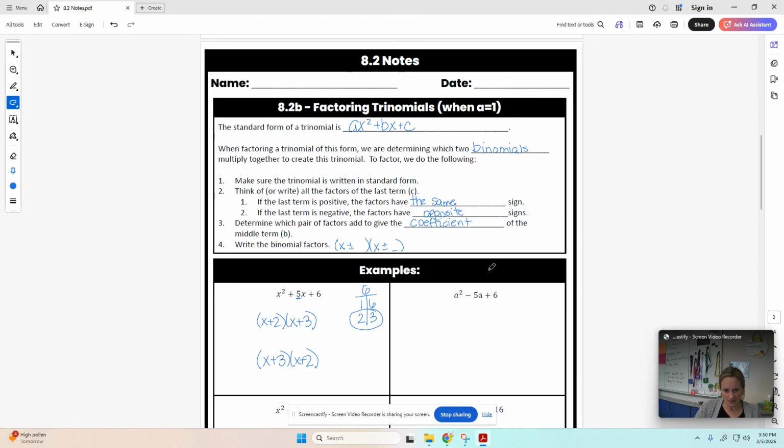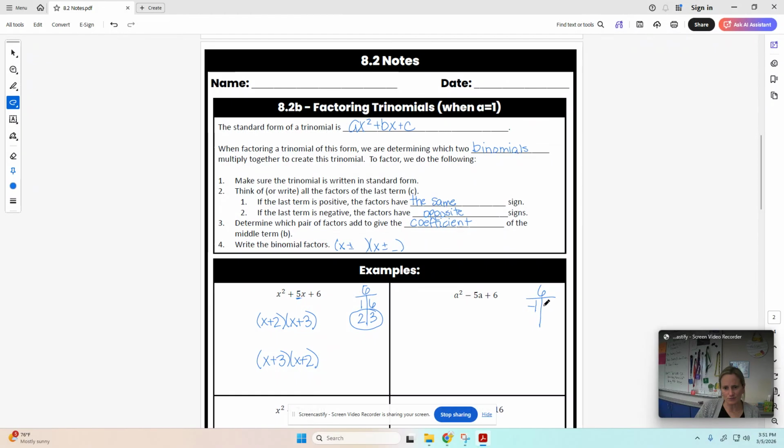This next one looks very similar. The only difference is, well, I switched to a's, but now instead of plus 5a, it's minus 5a. I still have a positive c value, a positive number being added on the end here, which means my two factors have to have the same sign. But because they're adding together to give me a negative number, I must be thinking of two negative factors.